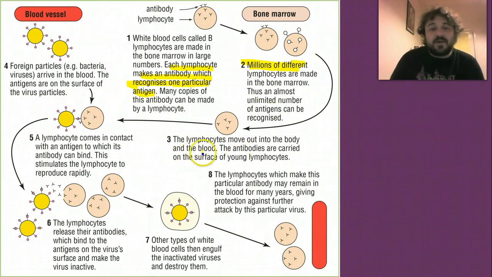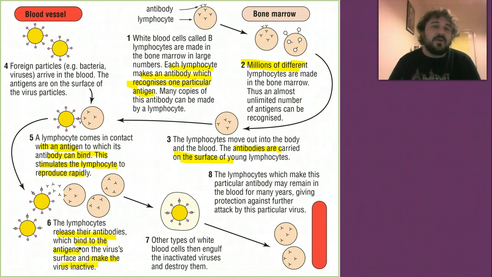So they move out to the body and through the blood, and they carry the antibodies on the surface. The lymphocyte then comes in contact with an antigen which it can bind to, and it does. It binds to it, and then the lymphocyte reproduces. It just keeps splitting and dividing and making many, many more of itself. These lymphocytes release their antibodies, which bind to the antigens and make the virus inactive.